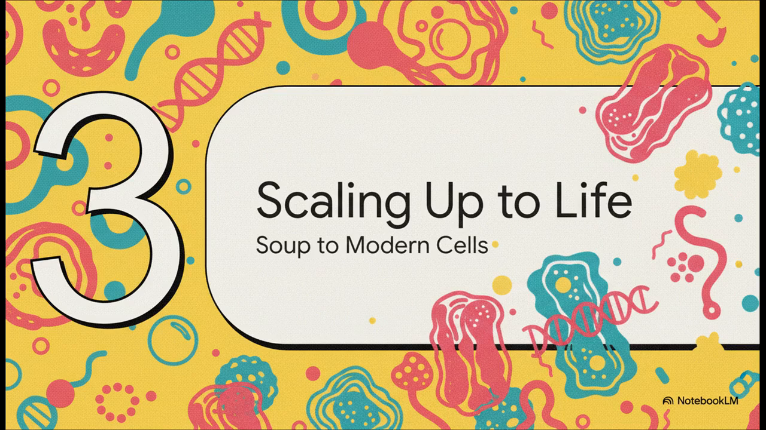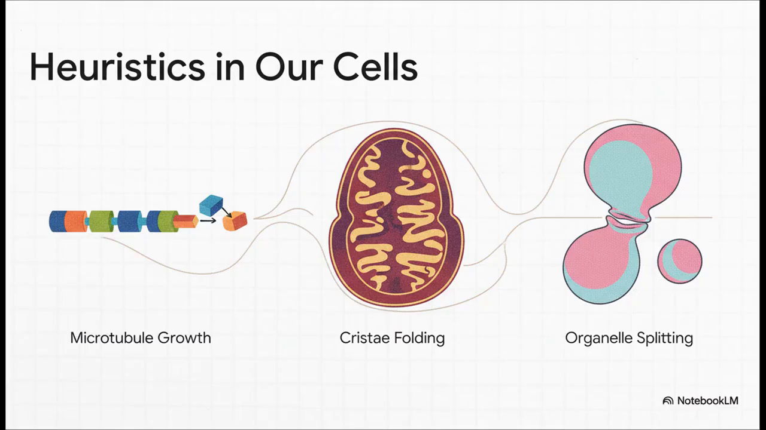So here's the really crucial point. This stuff isn't just some forgotten history from the primordial soup. The same logic, this self-assembly using simple, local rules, has scaled up and is still running the show inside our own incredibly complex cells right now. I mean, everything from the cytoskeleton growing one tiny piece at a time, to the crazy intricate folds inside our mitochondria, to how entire organelles get duplicated. Our cells are still governed by these bottom-up heuristic rules. There's no master blueprint calling the shots.